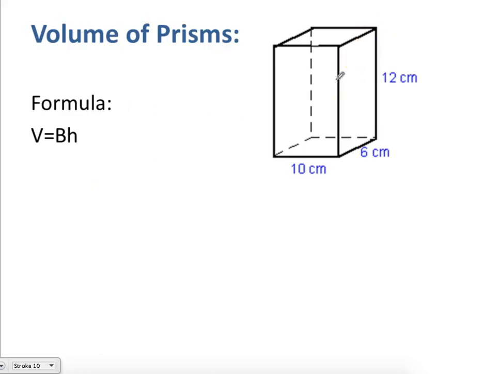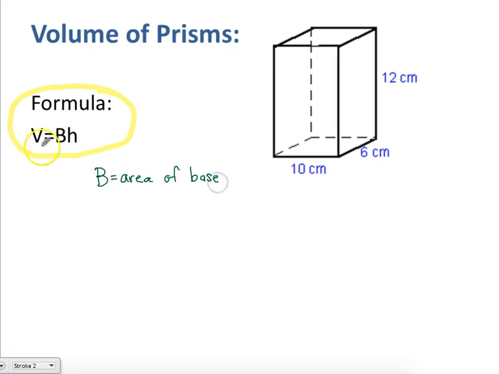So volume, I think, is a little bit easier than finding surface area. So volume, here's our formula. Do we understand what everything means in it, all the variables? So capital B, again, represents area of the base.